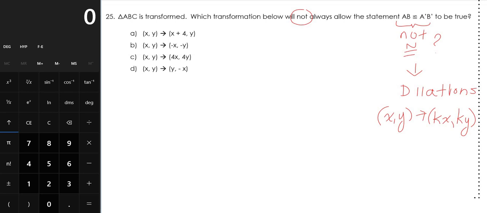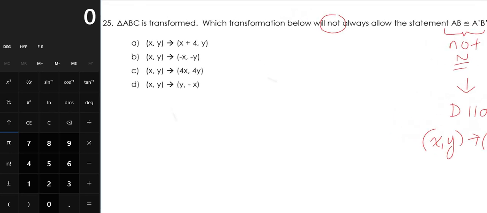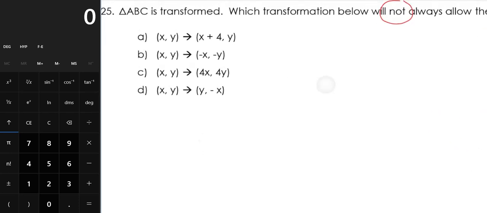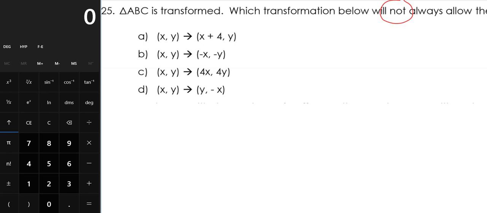Now let's take a look at our choices and see which one of these would be a dilation. Now the first one, I'm going to zoom in on this. The first one says X plus 4 comma Y. This is a translation.